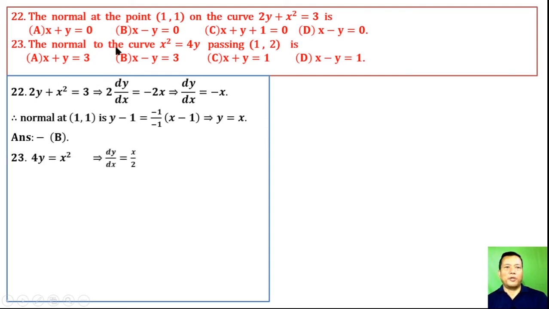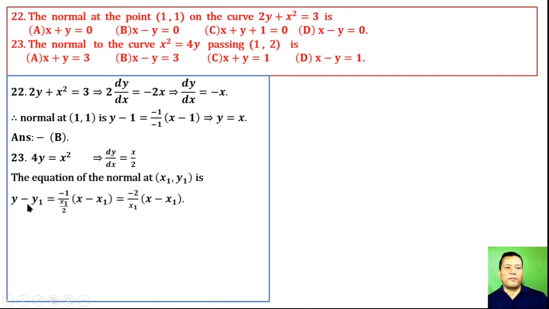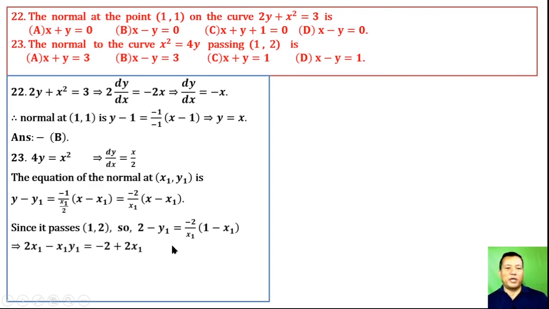For the next question, the normal to this curve passing through this point is asked. The equation of the normal at this point is y minus y1 times slope, minus 1 divided by slope of tangent at this point, which is x1 by 2, times x minus x1. Solving this, since it passes through 1, 2, so x is 1 and y is 2, we get a relation between x and x1 and y1. Solving this, y1 is 2 by x1.